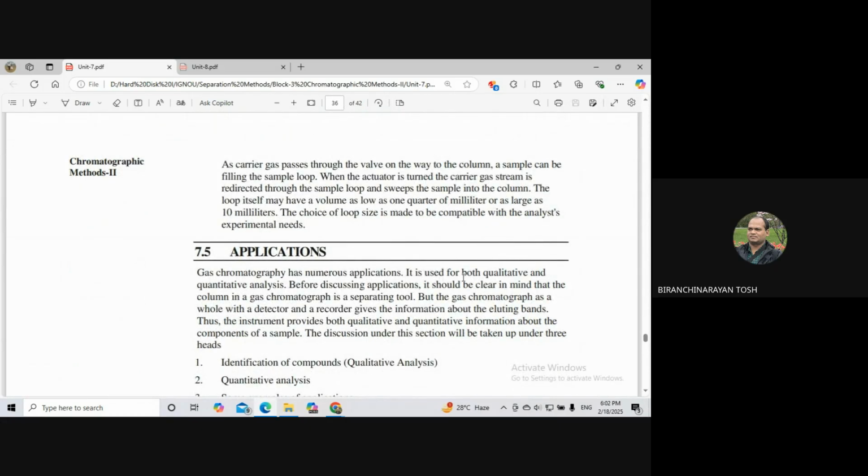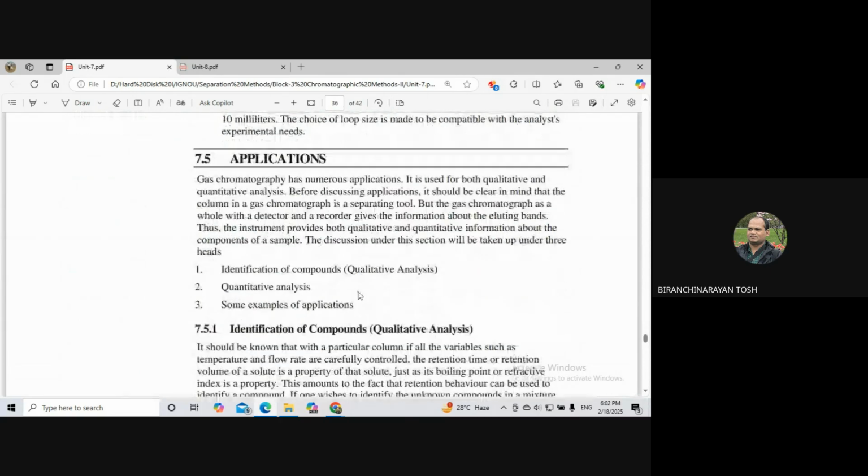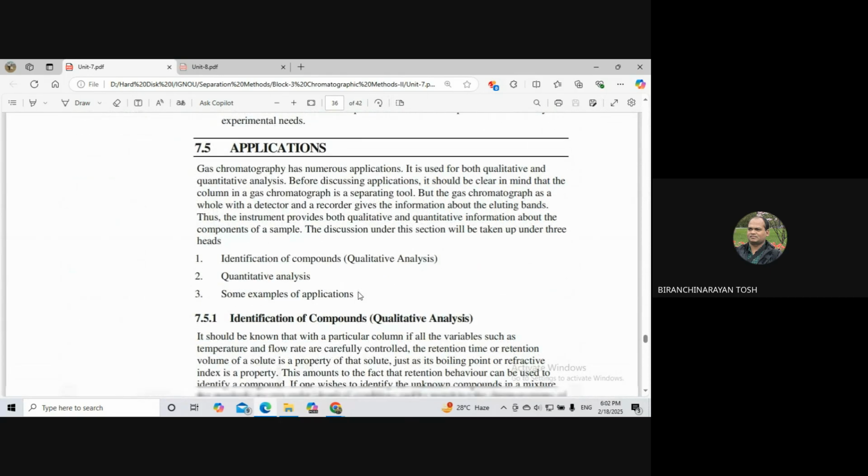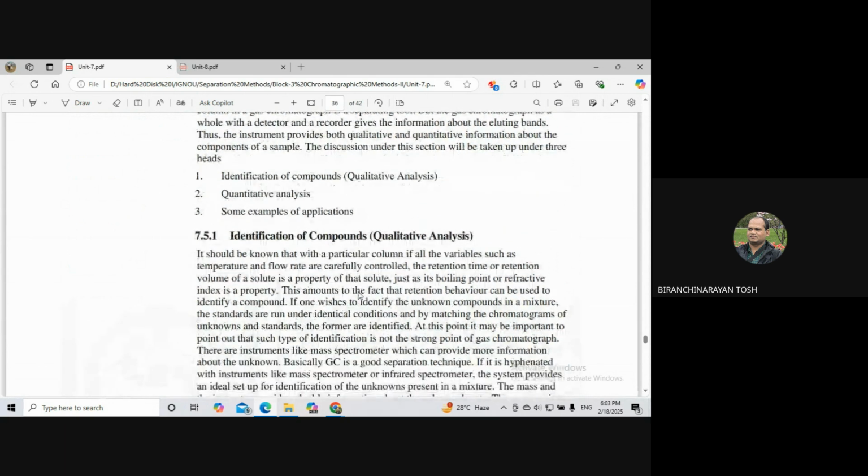So now the application: it is used for identification of compounds and quantitative analysis. So it is used for both qualitative and quantitative analysis.